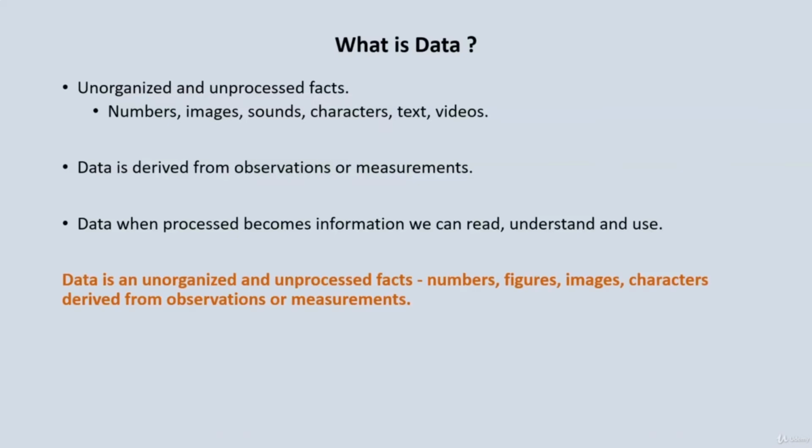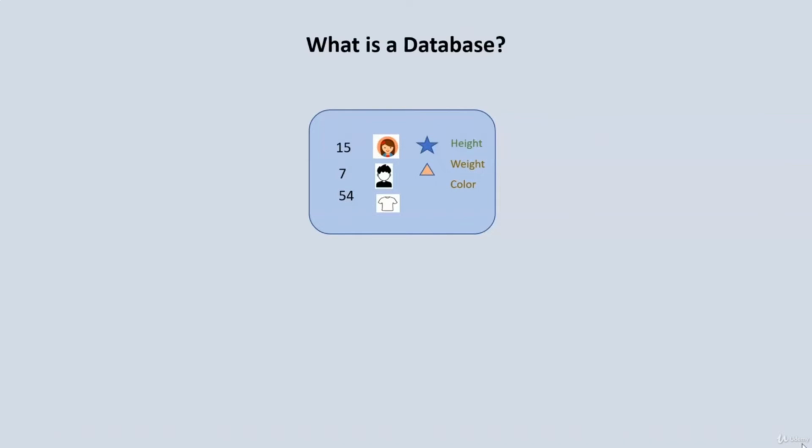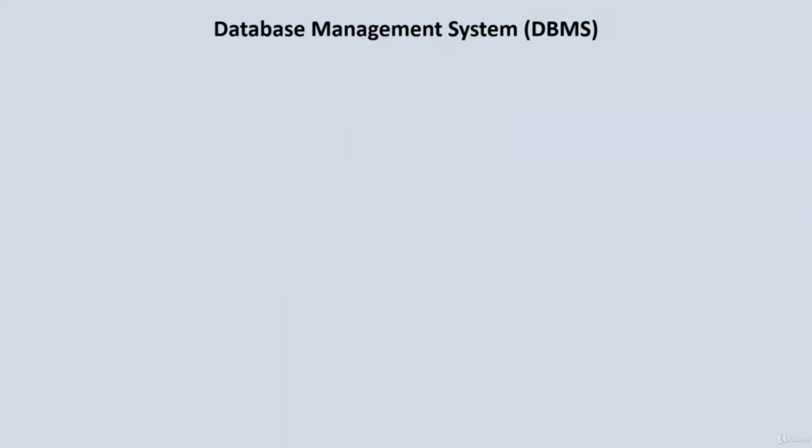To define data, we can say that data is an unorganized and unprocessed fact and can include numbers, figures, images, characters, and are typically derived from observations or measurements. Next, what is a database? A database can be said to be a container where we store data. Earlier on, we established that data could be numbers, it could be text, it could be images. And what a database does is that it really just stores our data. So we can define a database as an organized collection of data.